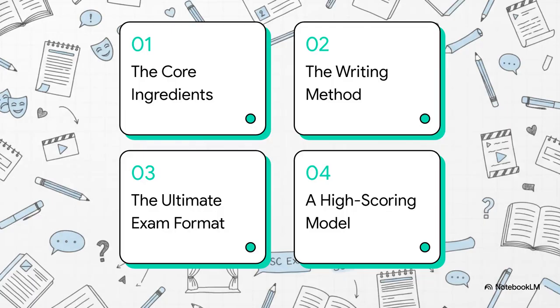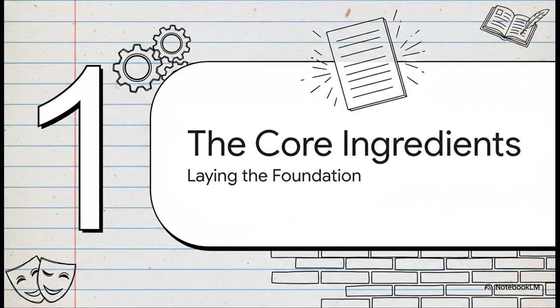So let's think of this like a recipe for a perfect drama script. It's got 4 main parts. First, we're going to gather our core ingredients. That's the theme, characters, and setting. Then we'll get into the actual writing method, step by step. After that, we'll look at the ultimate exam format, which is super important. And finally, we'll see how it all comes together in a high-scoring model script. Ready to cook up a masterpiece? Let's go.